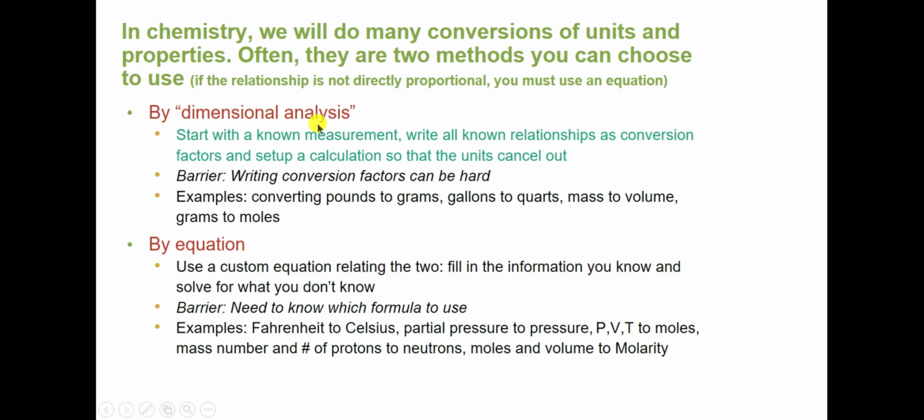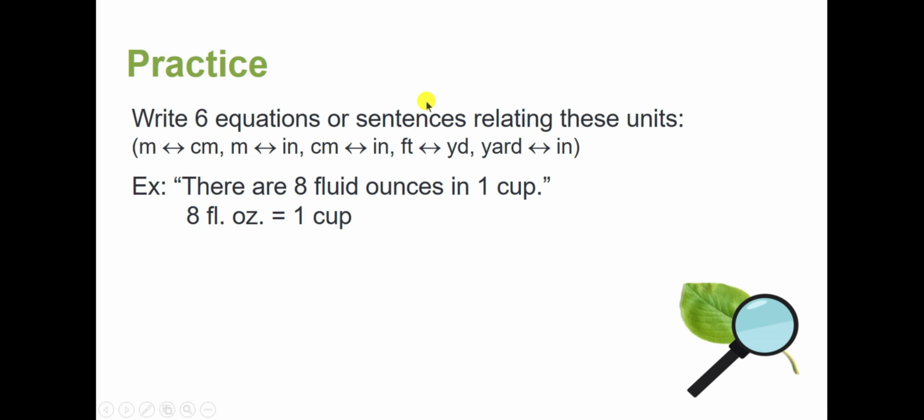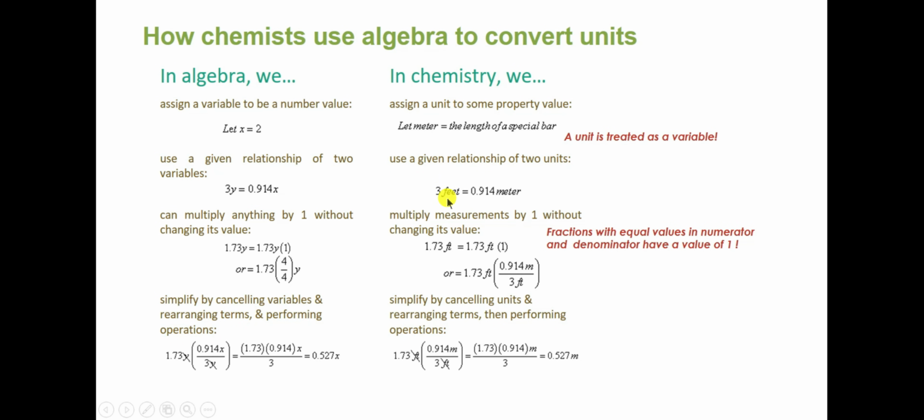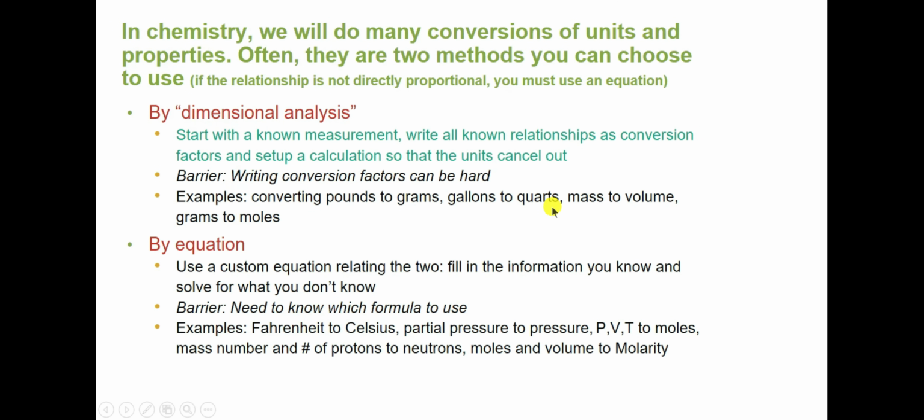So the dimensional analysis is only if the 2 substances are directly proportional. Remember, directly proportional means that I have something equal to something. There's no plus or minus. There's no squaring. It's a direct equality with just a number in between. So if they are directly proportional, then I can use dimensional analysis. I'm going to start with a known measurement, write all the known relationships as conversion factors, and set up a calculation so that the units cancel out.